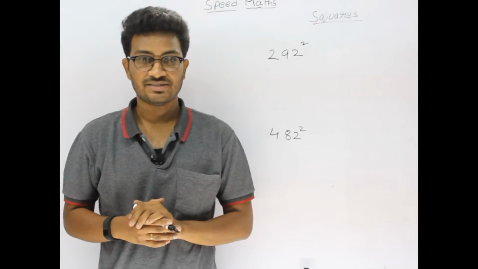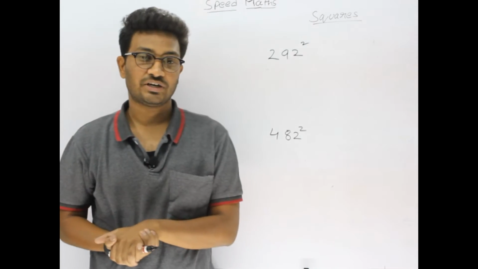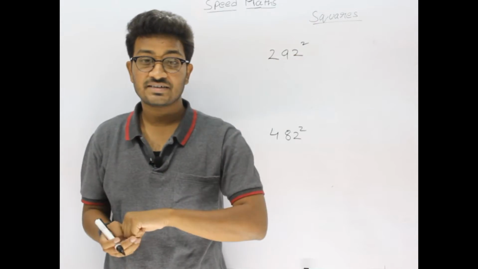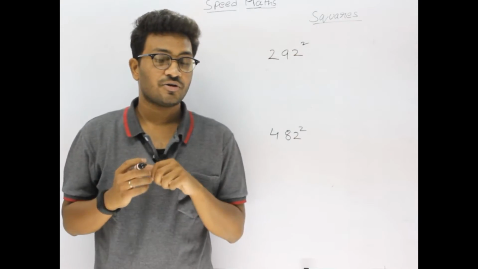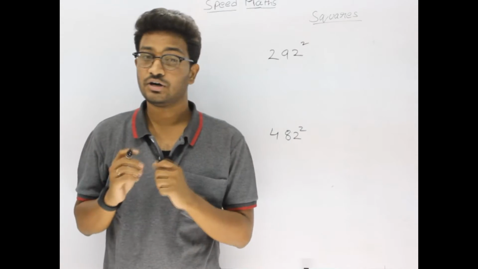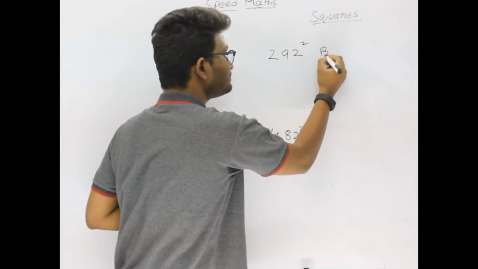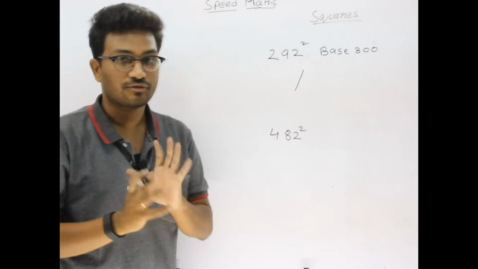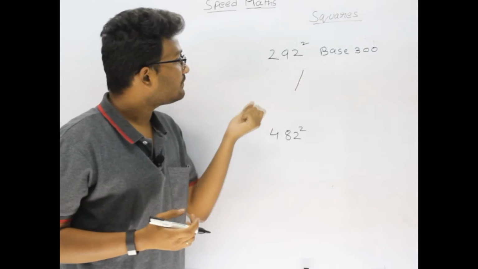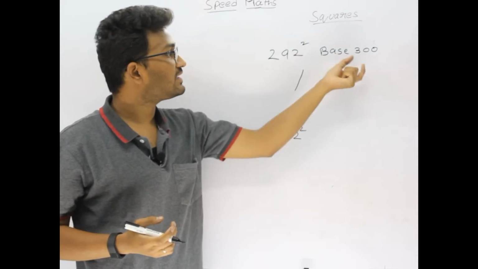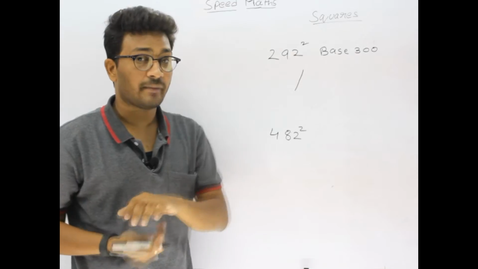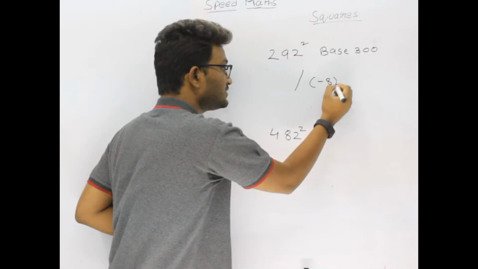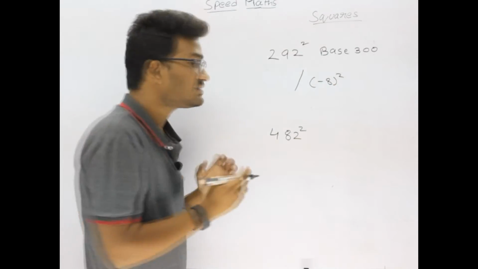Let us see some more examples. Here we have to square 292. If you see, 292 is close to 300 and 300 is a multiple of 100. So here we have to consider the base as 300, not 100. So base is 300. Now part 1 and part 2. Part 2 will be, what is the distance from base to 292? It is minus 8. So part 2 is the distance, that is minus 8 square. And we know that minus 8 square is 64.